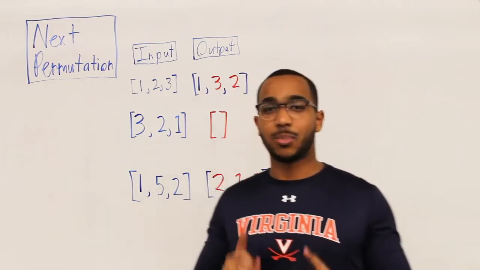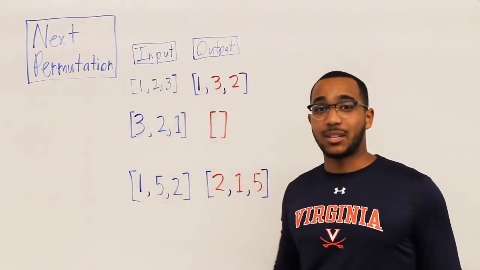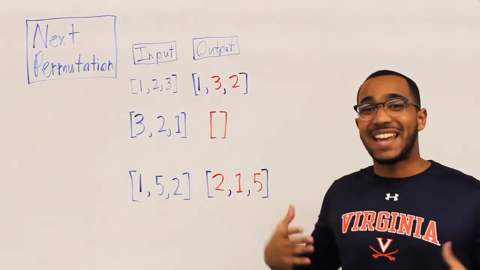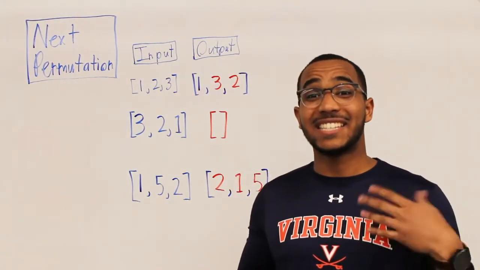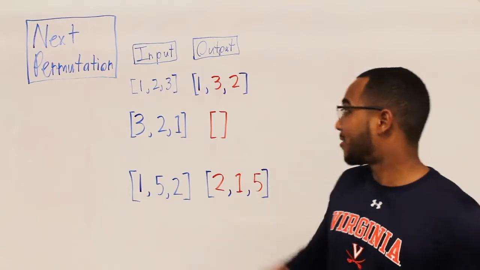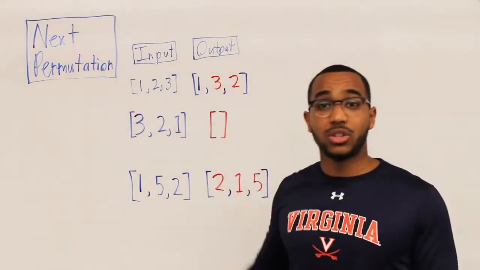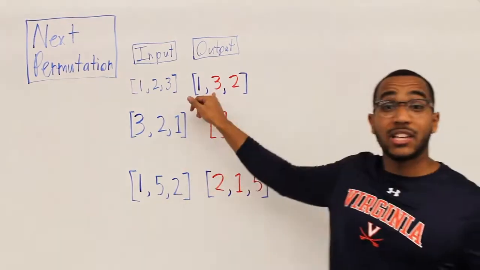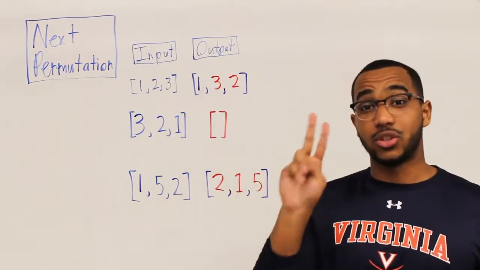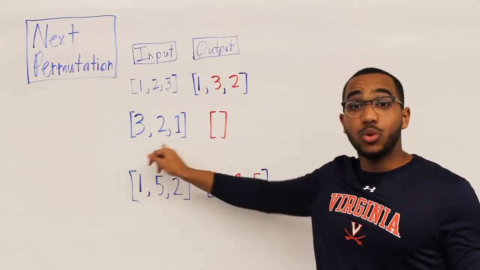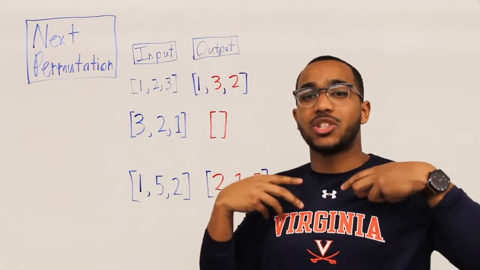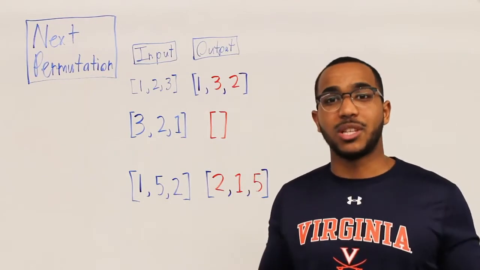Alright, so in today's problem, we are going to look at the problem next permutation. How do we generate the next permutation given a sequence that we already have? So if our sequence is 1, 2, and 3, the next permutation in that sequence is going to be 1, 3, and 2. If I have 3, 2, 1 as my permutation that I'm given, the next permutation in the sequence is the first permutation.